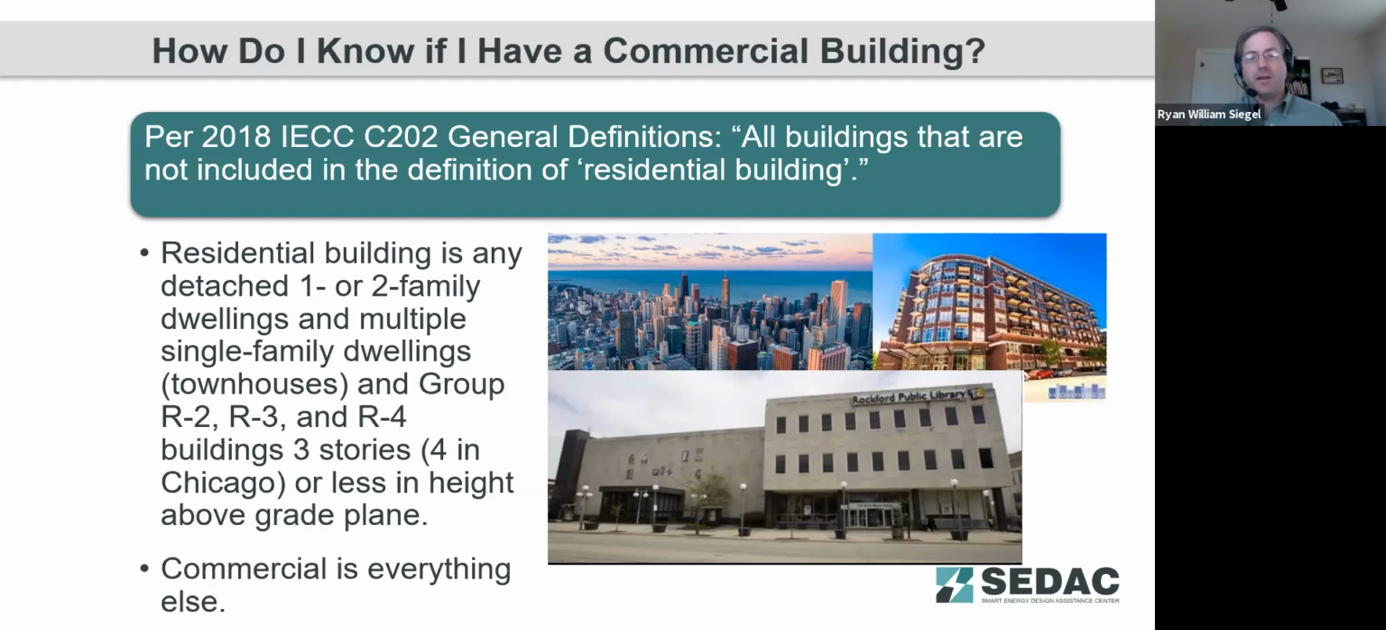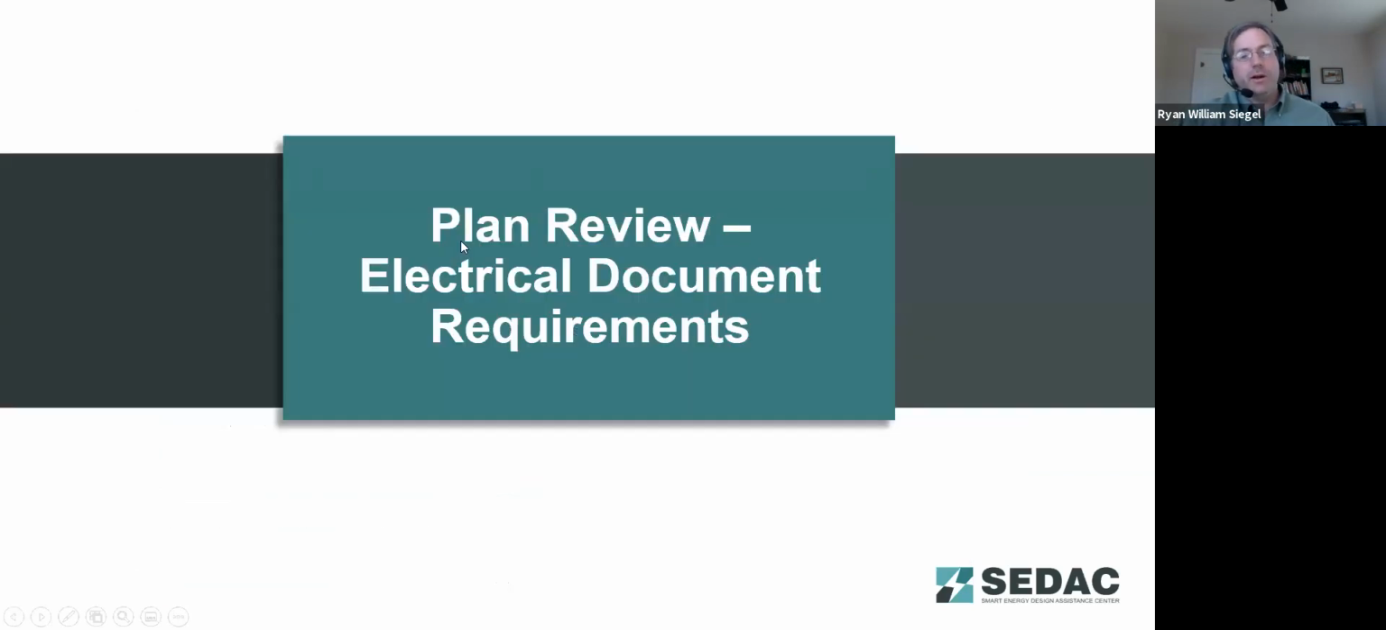So here you can see several examples of commercial buildings, including the nice city of Chicago skyline. On the upper right-hand corner, we have a multiple occupancy building that is greater than 3 stories, or even in the city of Chicago, greater than 4 stories in height. So that would also be considered a commercial building, and also the public library would also be a commercial building. So I want you to be aware of that.